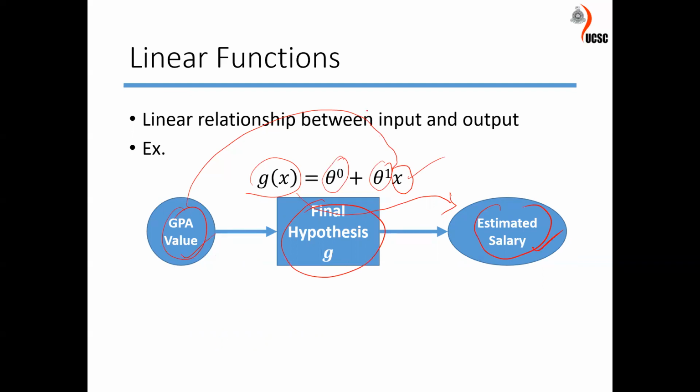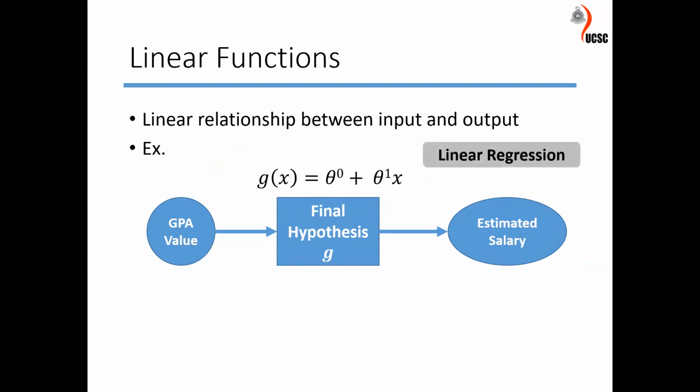So for now, we need to find this theta naught and theta 1. If we can find them, that basically means we cover all the data points, and we are done with the data set. Now we know the function. If we feed the GPA values, it will give the estimated salary. So this is what basic linear regression means.